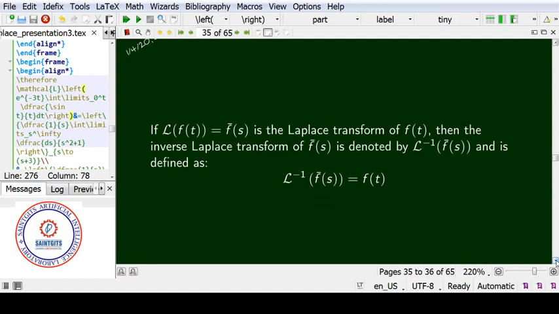So the inverse Laplace transform is defined like this. If L of f of t is equal to f bar of s, then we put this L to the right side. So it becomes L inverse. So L inverse of f bar of s is nothing but f of t. Mathematically, L inverse of f bar of s is equal to f of t. This is simply the return journey from transform domain to time domain. L inverse of our transform domain leads to the time domain.